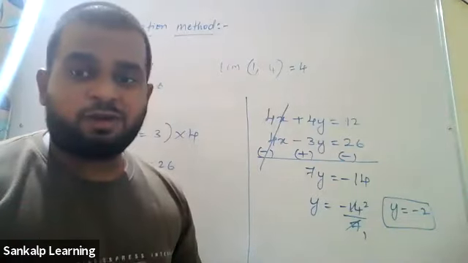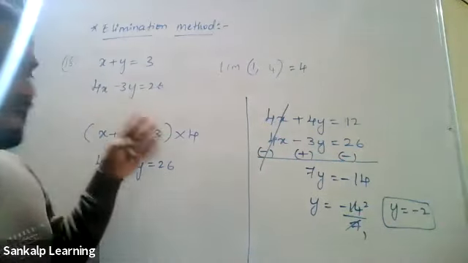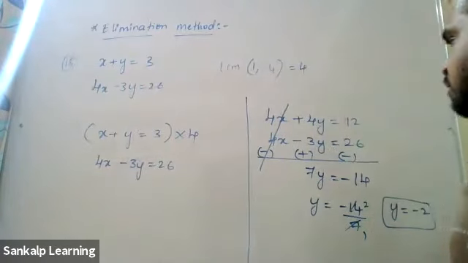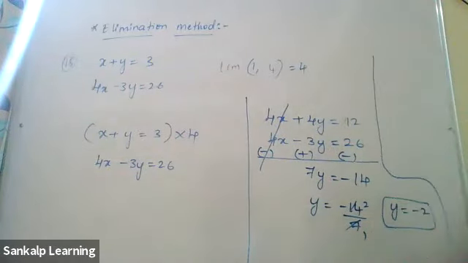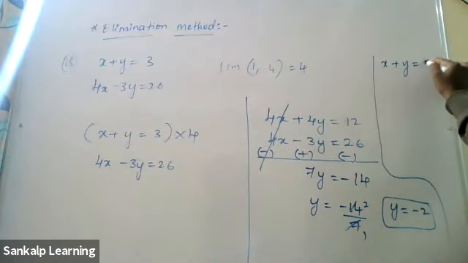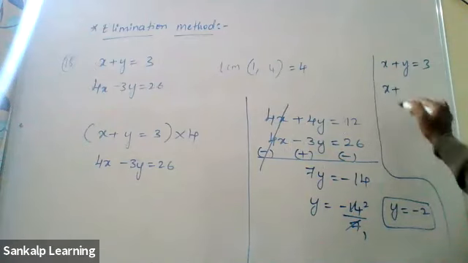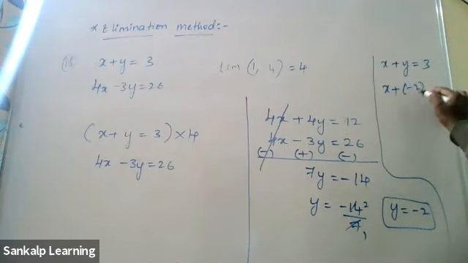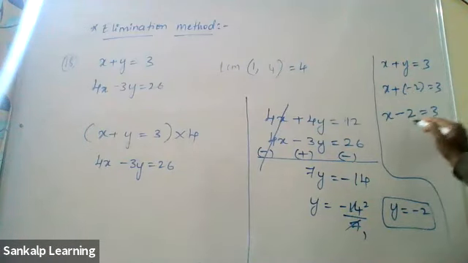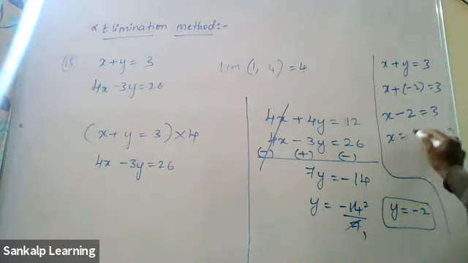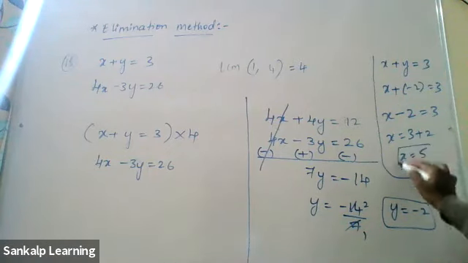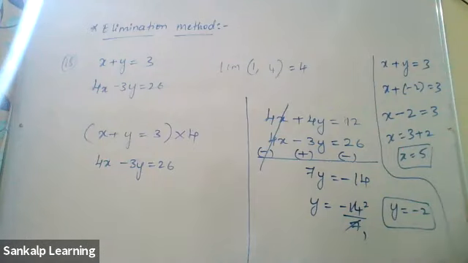Now you have to find the value of x also. It is very easy. You can take any equation you wish. The original ones or the changed ones. Your wish. Let me take the original one itself. x plus y is equal to 3. x as it is. What is the value of y? Minus 2. Equal to 3. x plus into minus is minus. Send that minus 2 to the other side. I mean transpose it. So 3 plus 2. 3 plus 2 is 5. So x value is 5 and y value is minus 2.